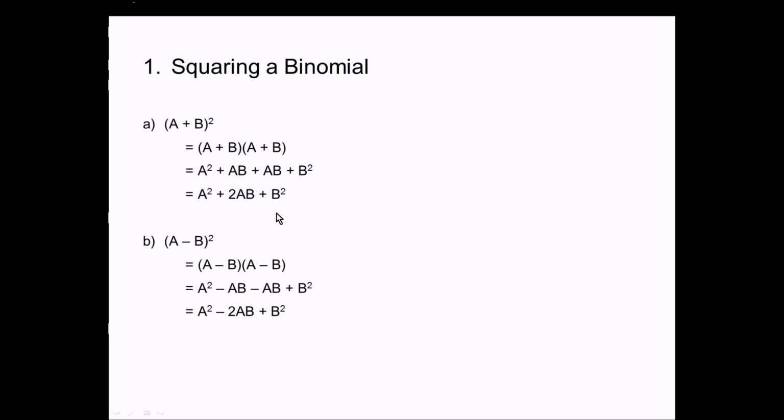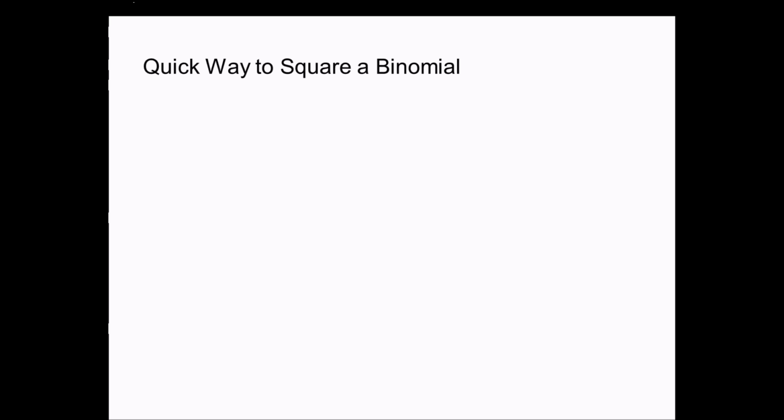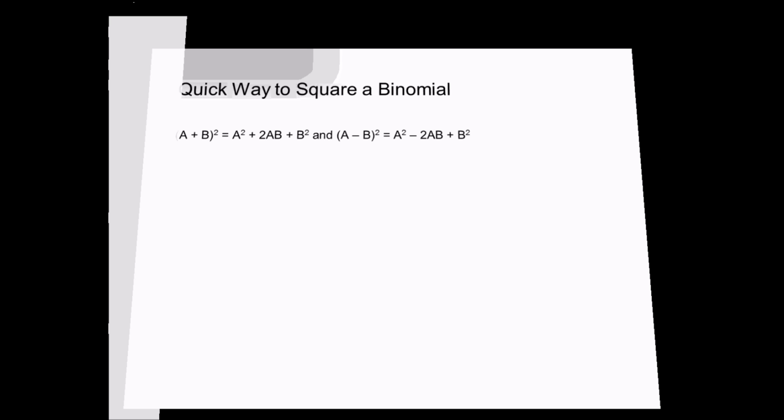Notice they look very much alike. Okay? Their final answers look very much alike. The only difference is the sign in the middle. And notice the sign in the middle is the sign that's in the middle of the problem. So the quick and dirty way to square a binomial. So we're looking at those two, a plus b squared equaling a squared plus 2ab plus b squared, and a minus b squared equaling a squared minus 2ab plus b squared. So here's our quick and dirty way.